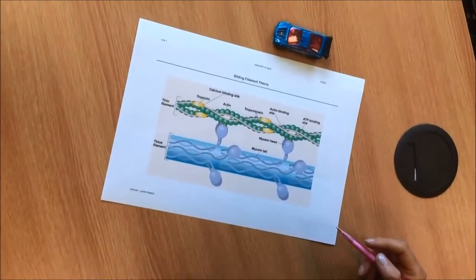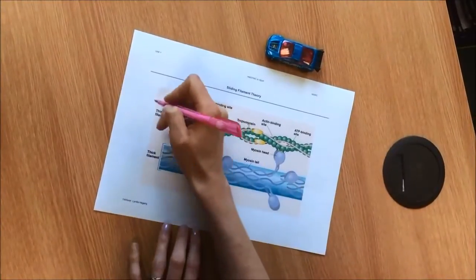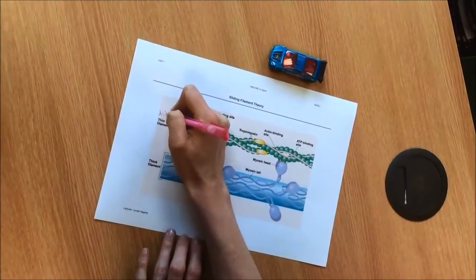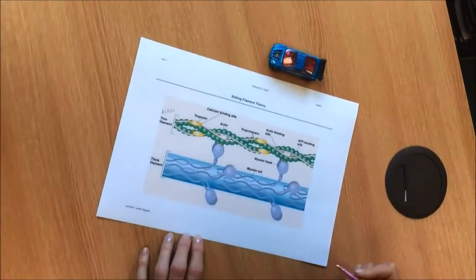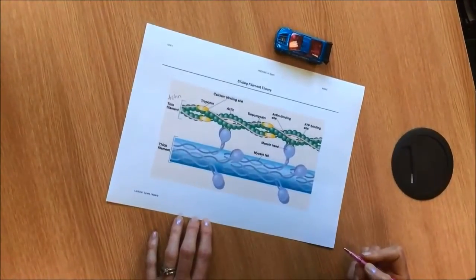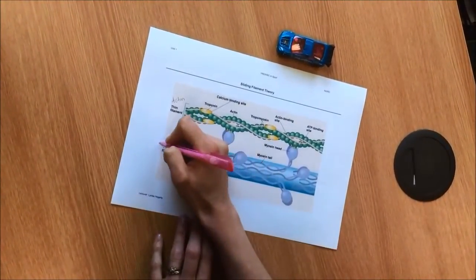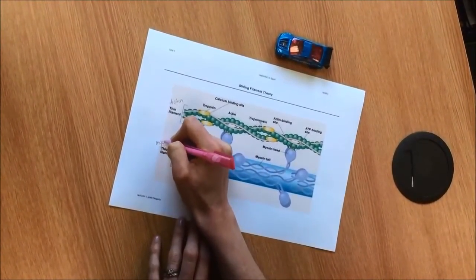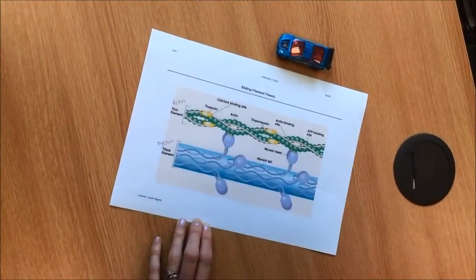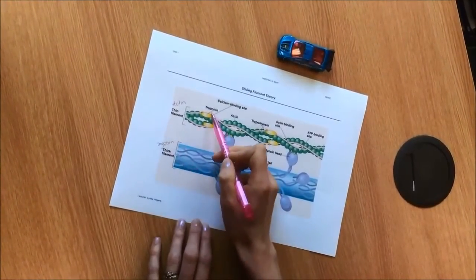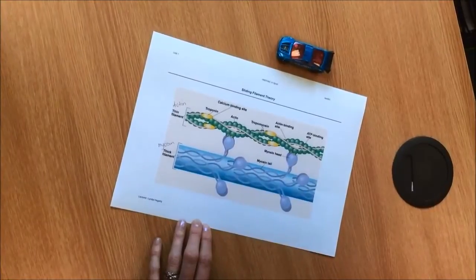Now the thin fibers are called actin filaments, okay? They're made up of a protein called actin. The thicker filaments are made up of a protein called myosin. So there's really 4 proteins that we're concerned with: actin, myosin, troponin and tropomyosin.